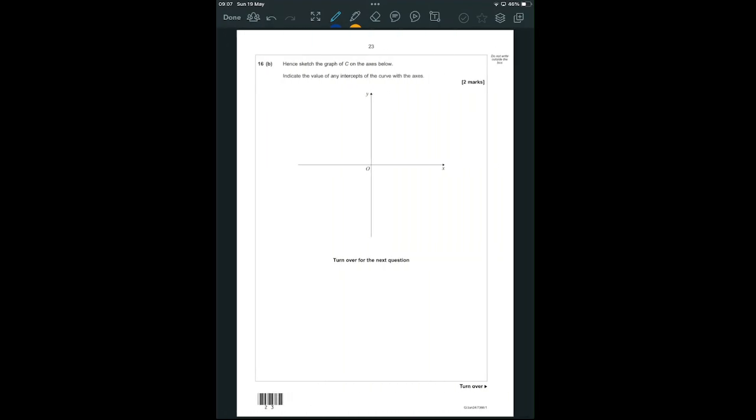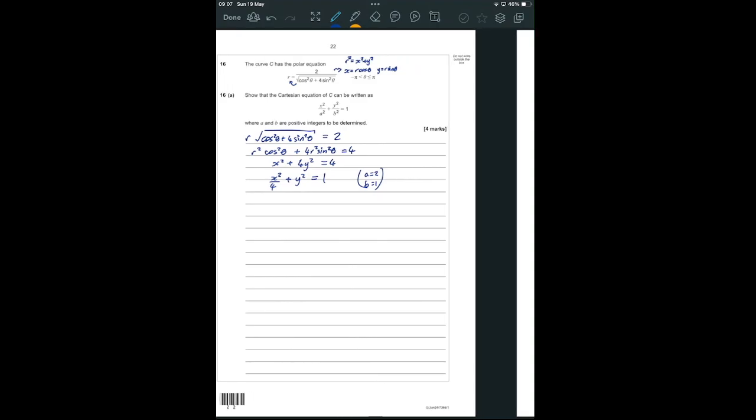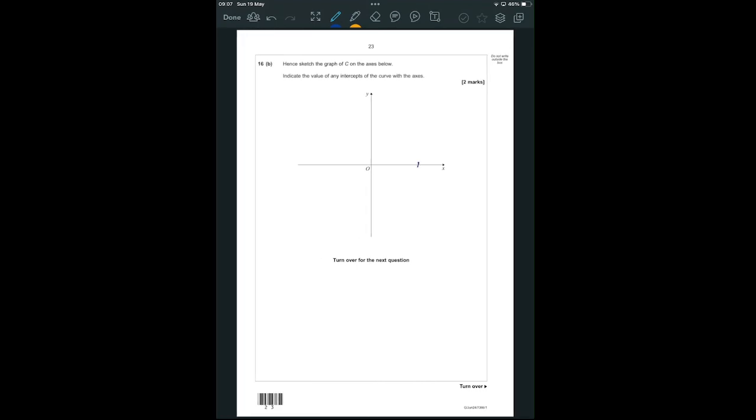The second part, hence sketch. So straight away I've spotted that that is an ellipse. And we do have that in the formula booklet just as a standard form. It doesn't actually give us anything more useful, unfortunately. So that's an ellipse. A couple of things that we should do is find the intercepts. When y equals 0, x squared equals 4. So x is plus or minus 2.